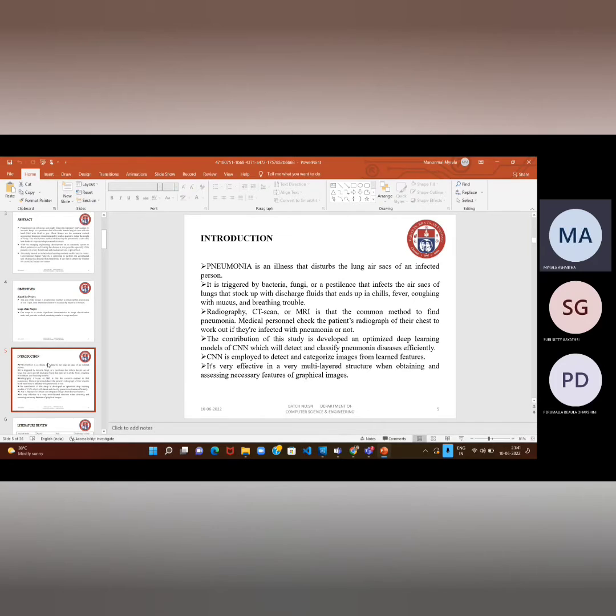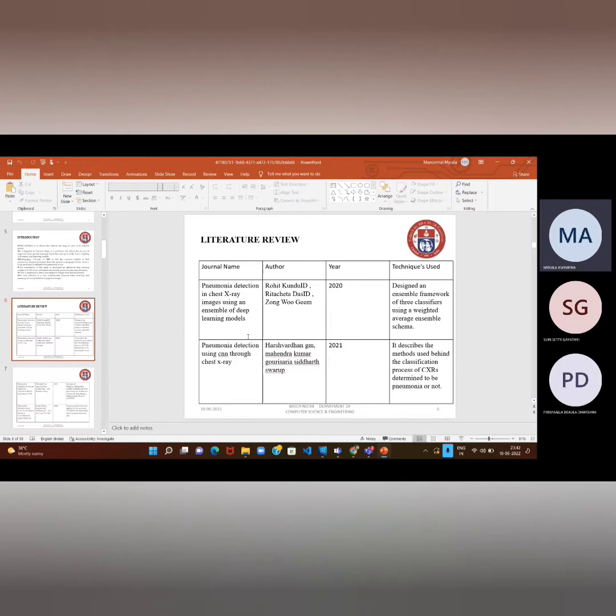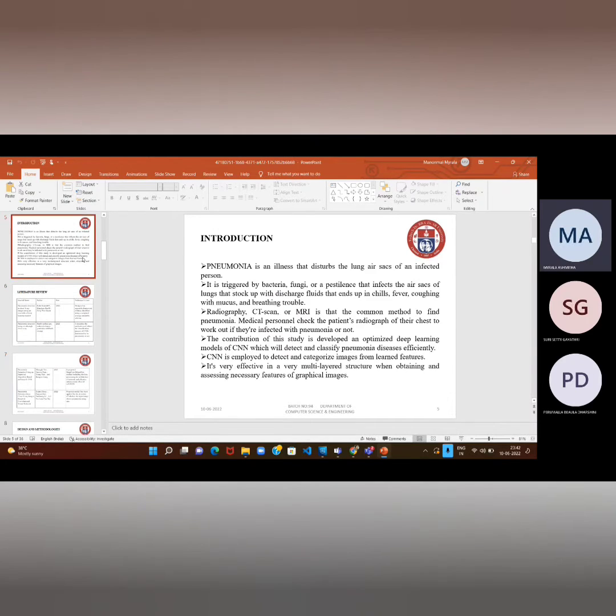Pneumonia is an illness that disturbs the lung air sacs of an infected person. It is triggered by bacteria, fungi, or any infection of the air sacs of the lungs that stock up with discharge fluid, which ends up in chills, fever, coughing, etc. We have used radiography, CT scan, or MRI images in our project.